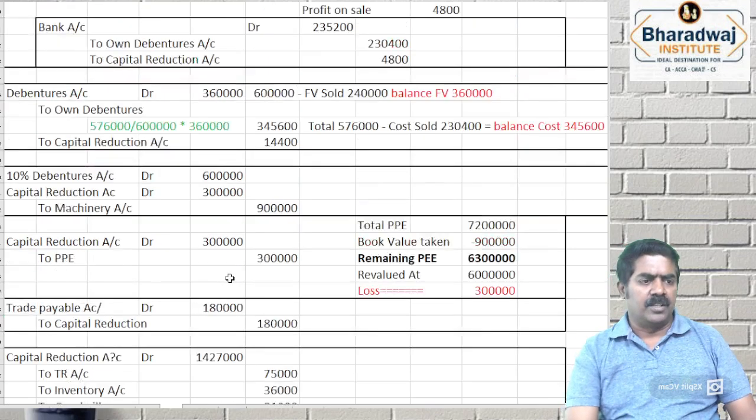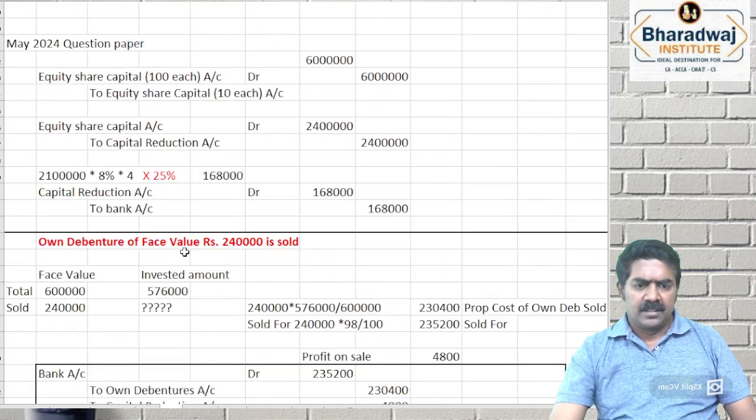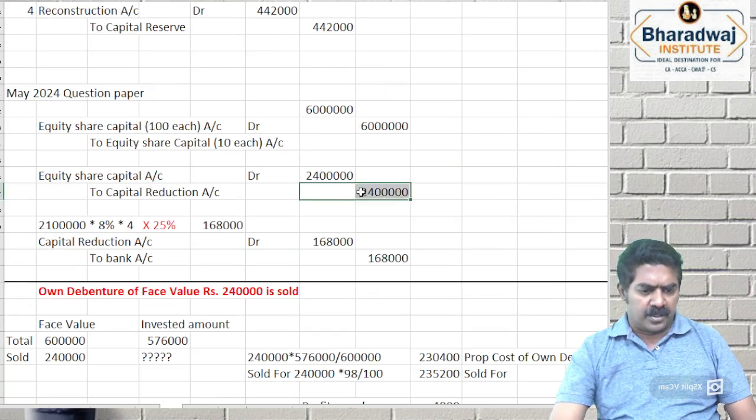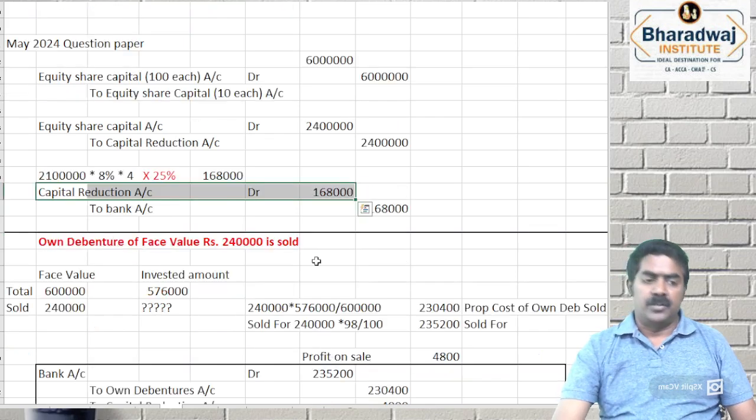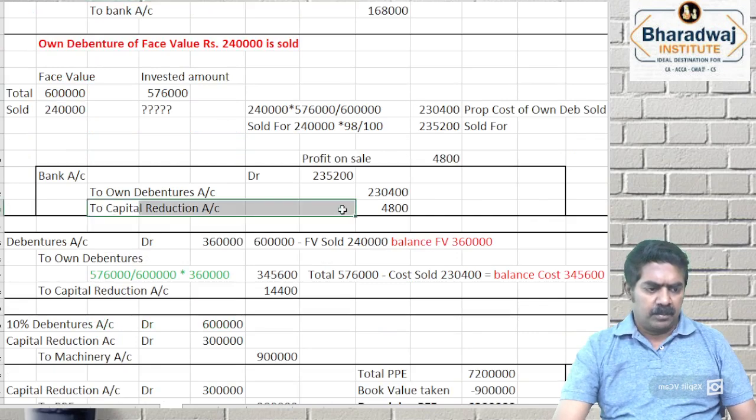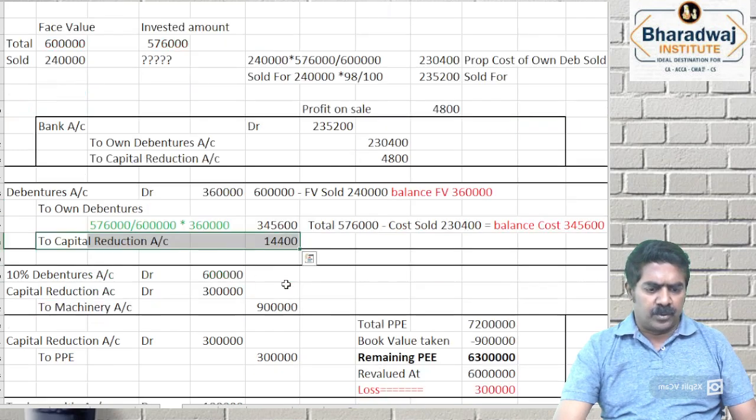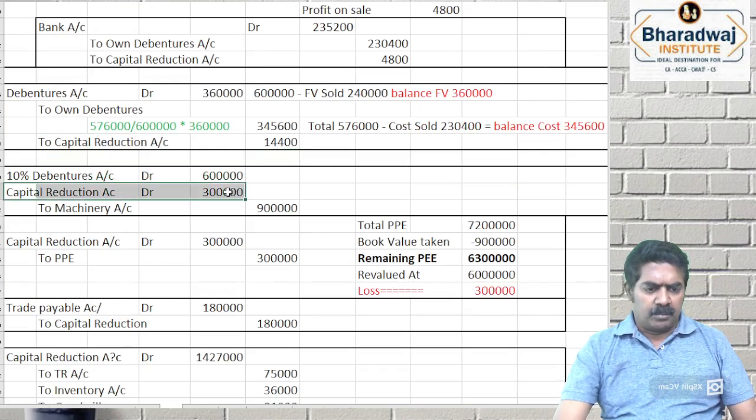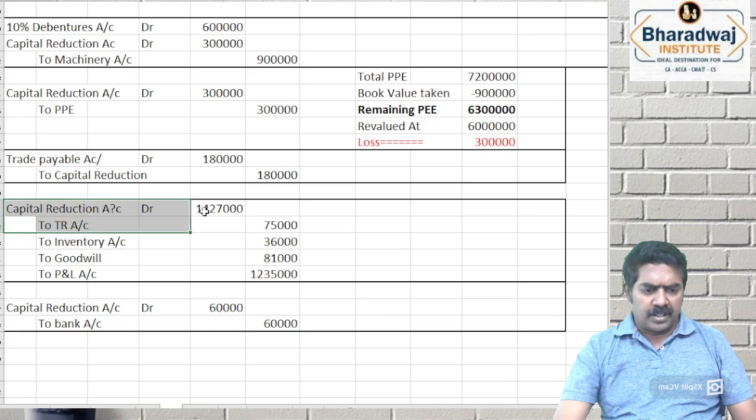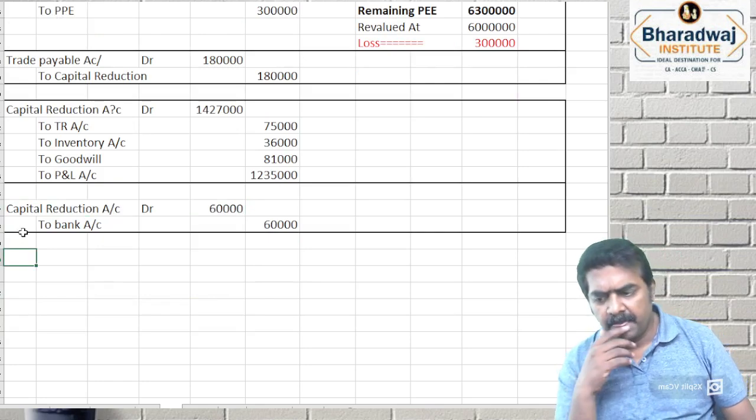Okay, so prepare the capital reduction account. இல்ல debit minus credit methodல போட்டு work out பண்ணிக்கலாம். Okay, இங்க credit ஒரு plus 24 lakhs minus 1,68,000 plus 4,800 plus 4,800. இங்க plus 14,400 plus 14,400. Okay, minus 3 lakhs. இங்க ஒரு minus 3 lakhs. Your plus 1,80,000 minus 14,27,000 minus 60,000. What is the net balance?